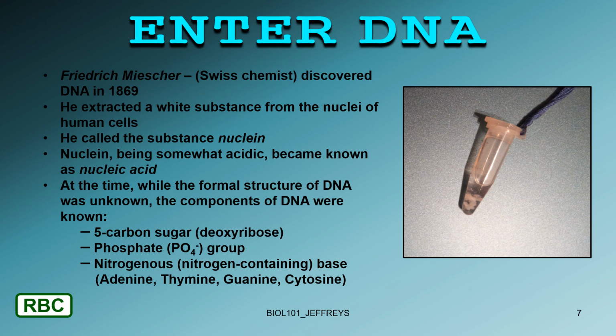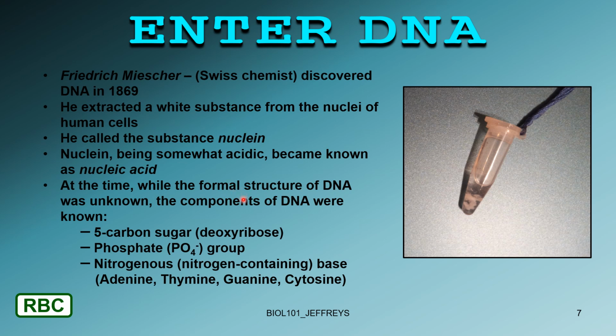Enter DNA. Friedrich Miescher, Swiss chemist, discovered DNA in 1869. So we've known about DNA for a long, long time. He extracted a white substance from the nuclei of human cells, and he called this substance nuclein, because he got it from the nucleus. Nuclein, being somewhat acidic, then became known as nucleic acid. And so you learned back in Chapter 3, I think, that DNA and RNA are nucleic acids, one of the macromolecules that you learned about.